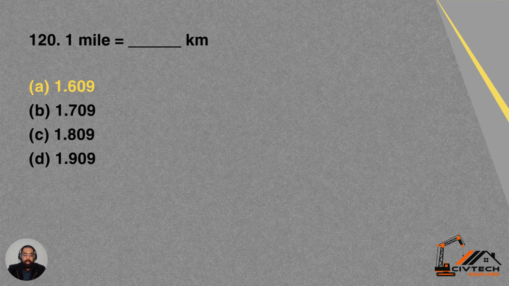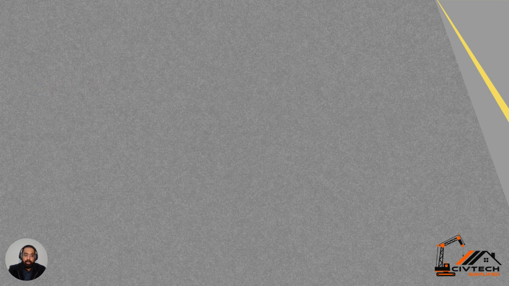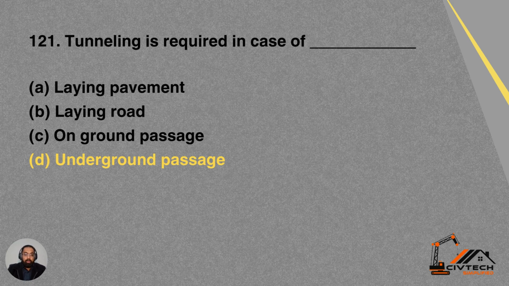Question 120. 1 mile is equal to dash kilometer. 1 mile is equal to how many kilometers? Option A is 1.609. Option B is 1.709. Option C is 1.809 and option D is 1.909. So A is the correct answer. 1 mile is equal to 1.609 kilometers.